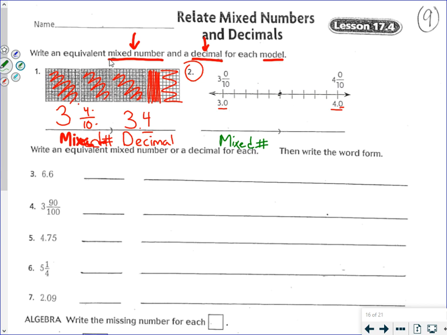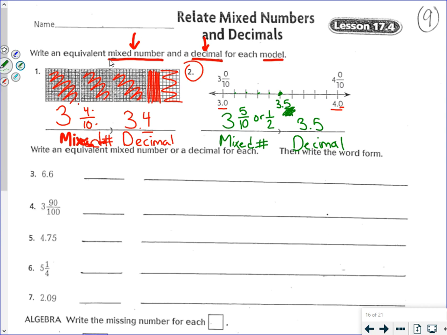Okay. So I'm going to count here. So I have 3.1, 3.2, 3.3, 3.4, 3.5. Okay. So 3.5. So that tells us a lot, right? So we can make 3 and 5 tenths. 3 and 5 tenths. Or a half, right? 3 and a half. And our decimal would be 3.5, right? Okay.